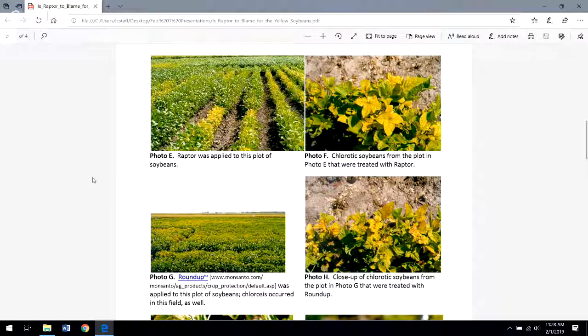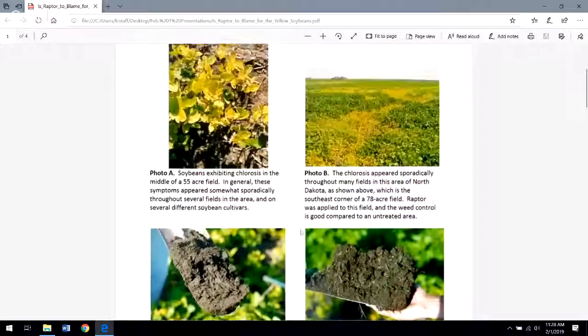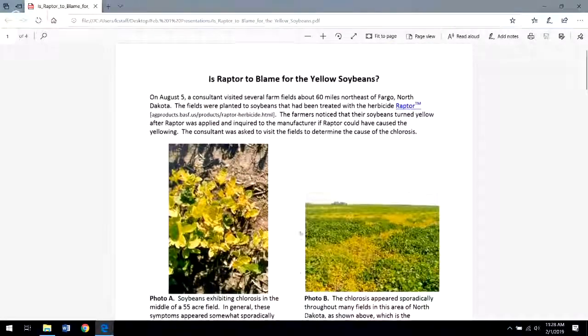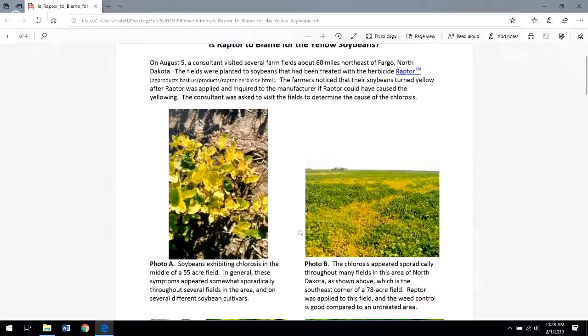Notice that they also took a field with Roundup, which also had chlorosis. Okay, so part of their fields that was in Roundup also showed the chlorosis, and so it has to do with the soils. Okay. And this one, it would be hard to remedy this, okay? With all those bicarbonates in there, it would be hard to remedy this situation.